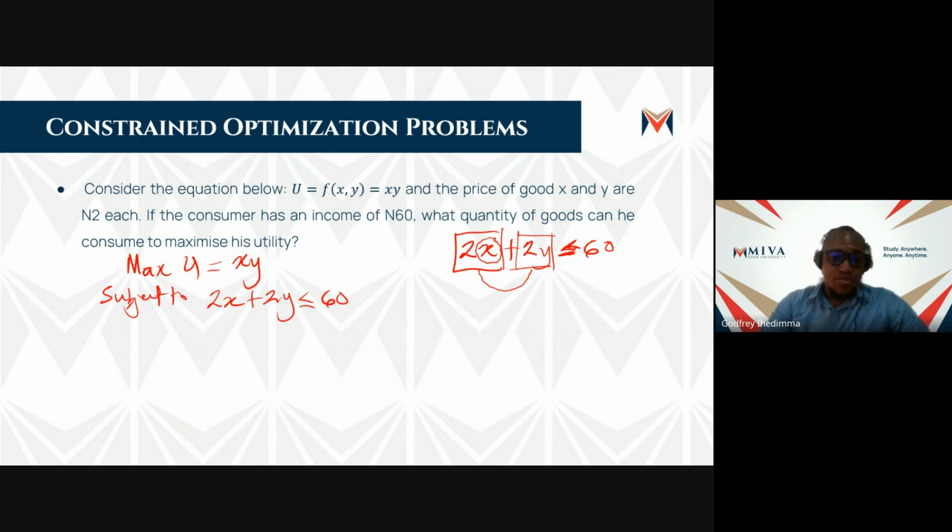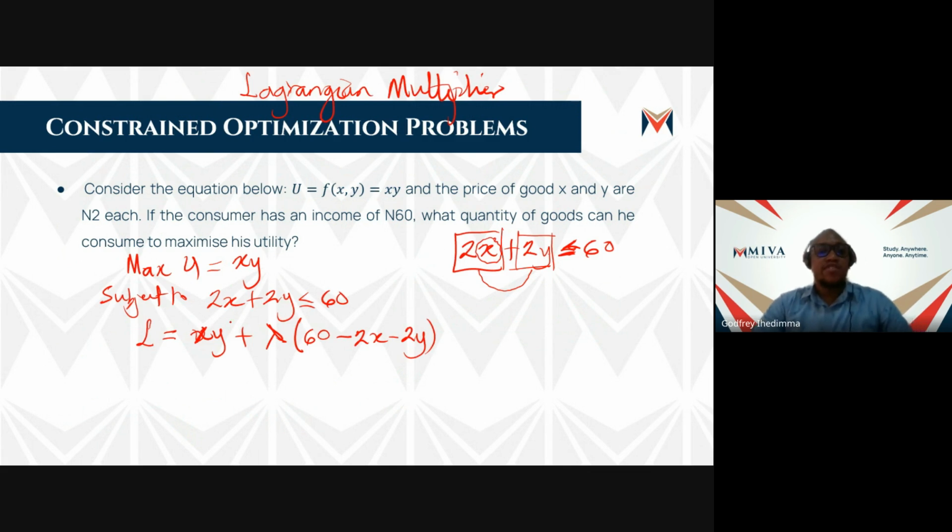Now, the next thing we are going to do is to set up the Lagrangian. So we are actually solving a constrained optimization using the Lagrangian multiplier approach. So we set up the Lagrangian, which equals xy plus lambda, where lambda here represents the Lagrangian multiplier itself, times, okay, let me rewrite this, I want to do some minor transformation, lambda times 60 minus 2x minus 2y.